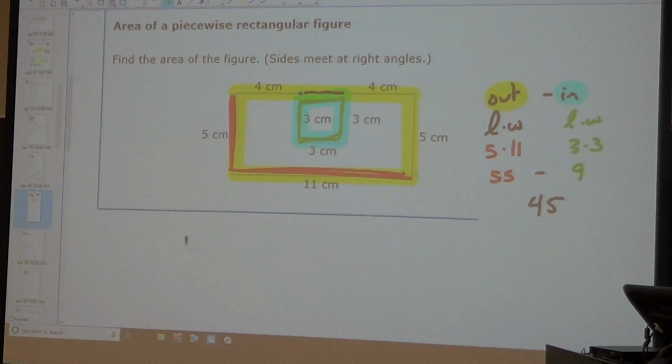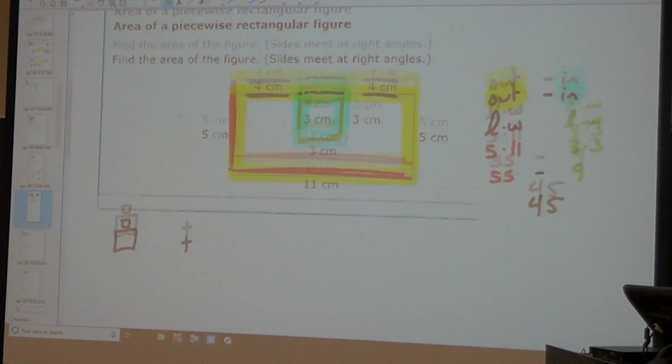So we're not doing anything with the 4? No, those 4s are just telling me that's this part. It's there to confuse you, and it worked. Okay, let me give you one that's a little bit harder.